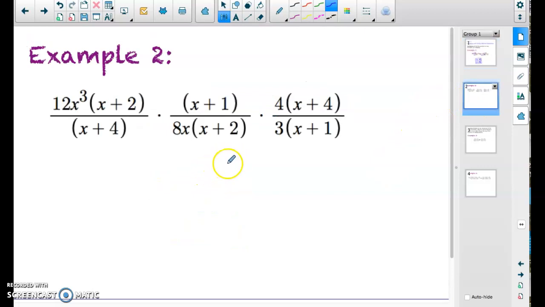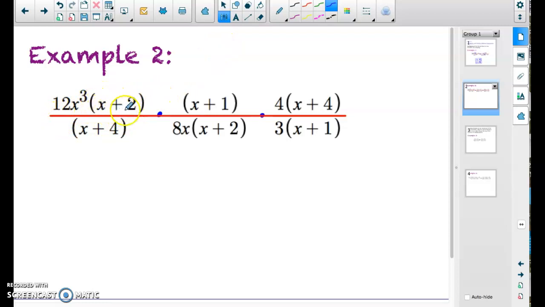The second example here, notice we have three fractions and they are all multiplied together. So that means I can basically ignore that they're separate fractions and make this all one big fraction, since all we are doing is multiplying them together. So there's multiplication between everything in the numerator and everything in the denominator now. So now at this point, I am going to go through and try to do some canceling.